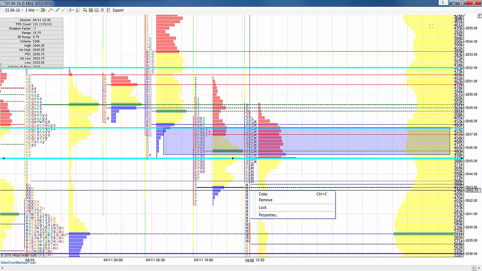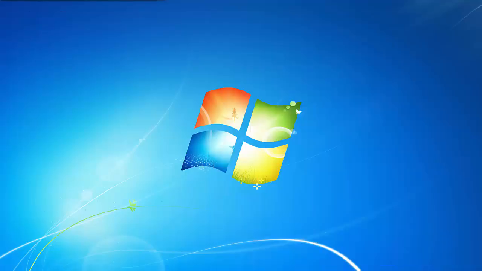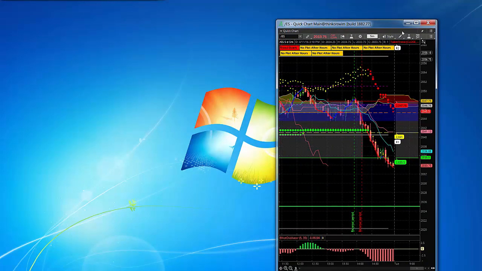And not only when you look at the profile. So if I take that out of here, what are the other things that we use to try to keep us on the right side of the market? I can't find my mouse. That's why I keep doing this. I'll bring in our ES trade pivots.